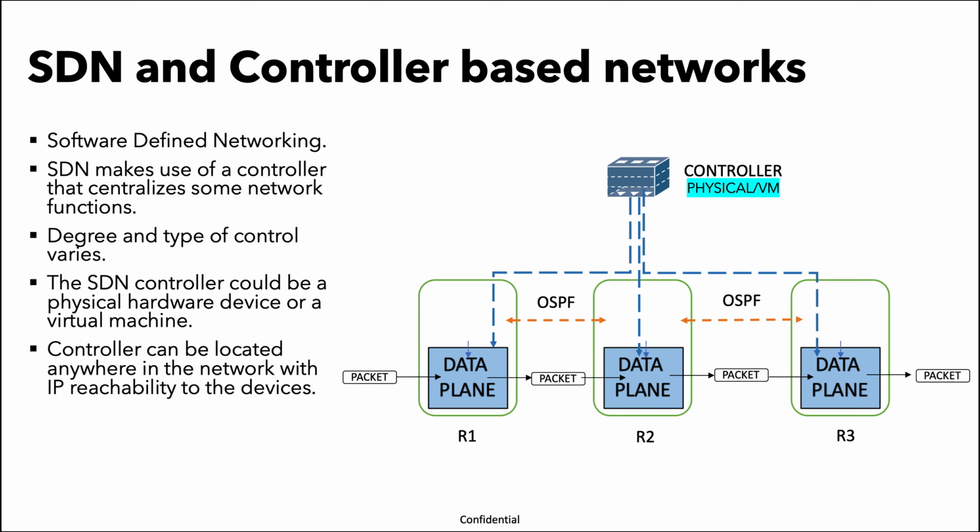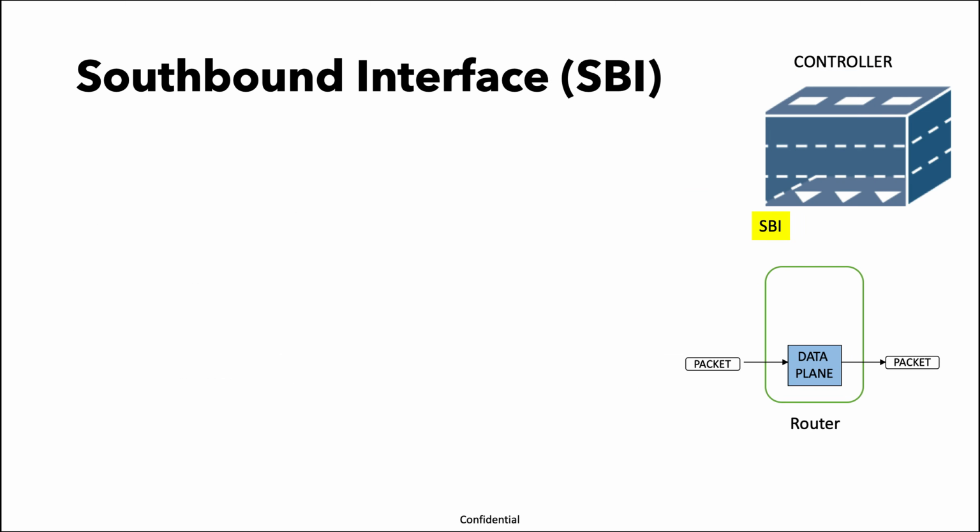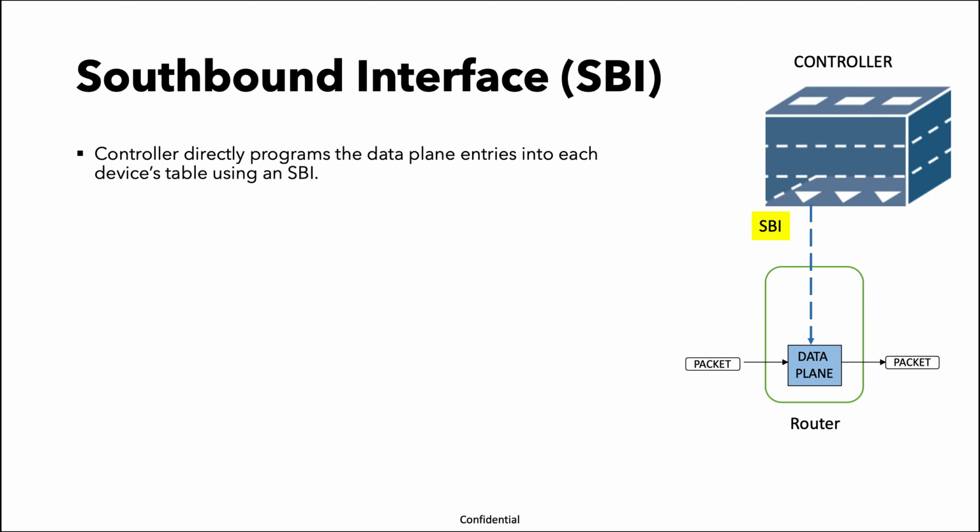The SDN controller uses two special types of interfaces: NBI, or northbound interface, and SBI, or southbound interface, which we will discuss in the upcoming slides. SBI, also known as southbound interface: here the controller directly programs the data plane entries into each device table using an SBI. The controller actually programs the data plane entries into each device using an SBI.